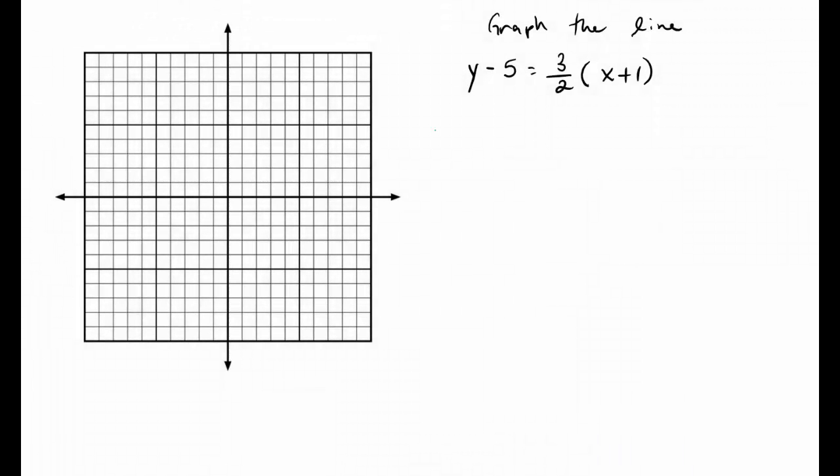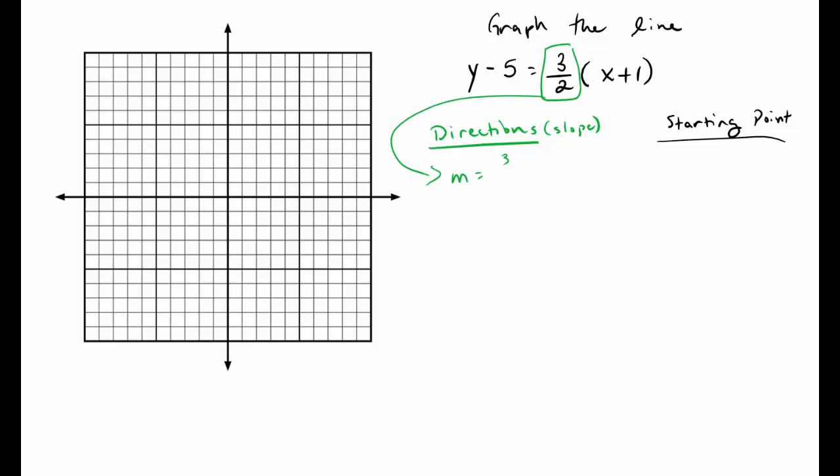So as a reminder, the two things that we generally need to graph a line are direction, which is of course our slope, and we need a starting point. In point slope form, we're already given both those things. So first off, the slope is just this coefficient here, so that's easy.